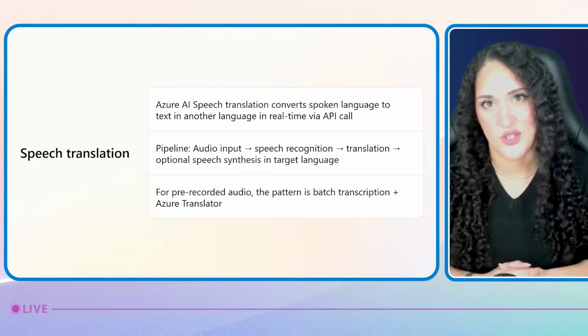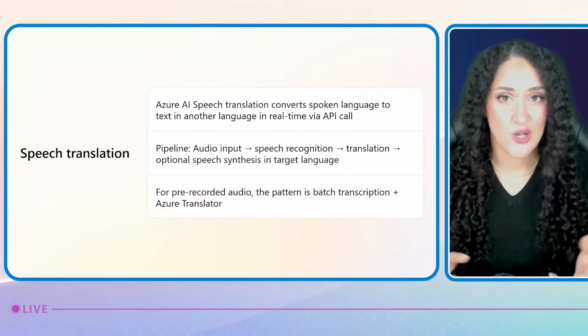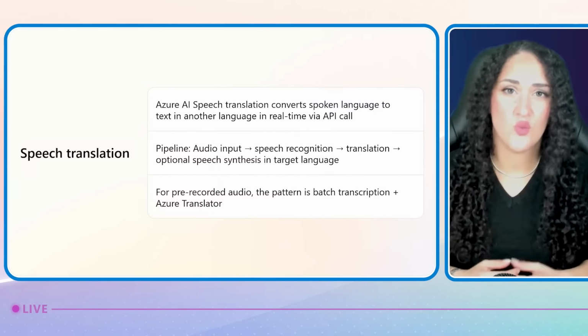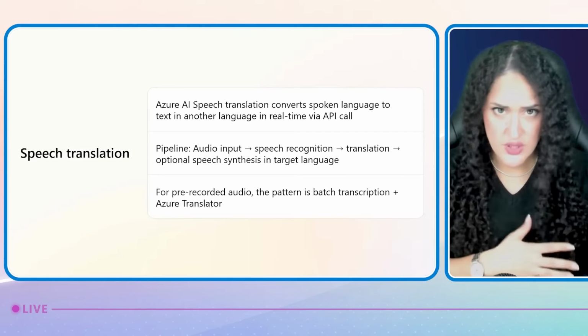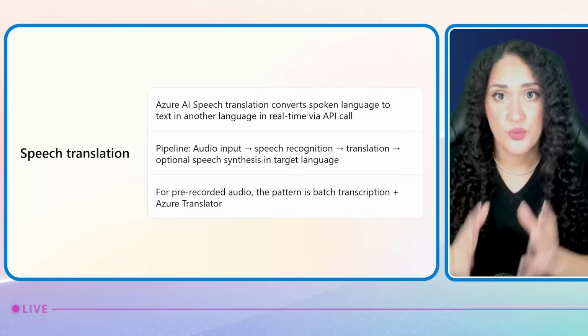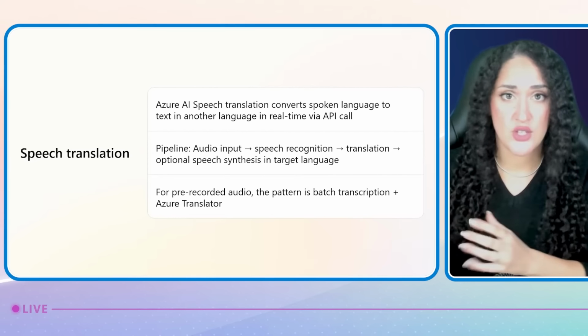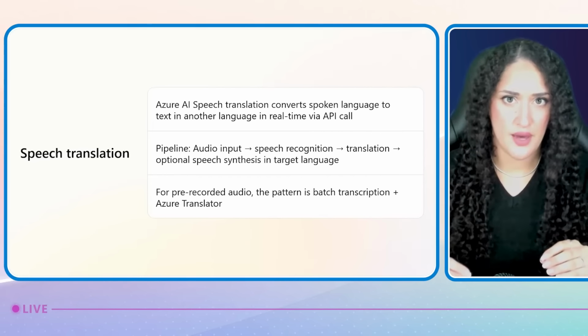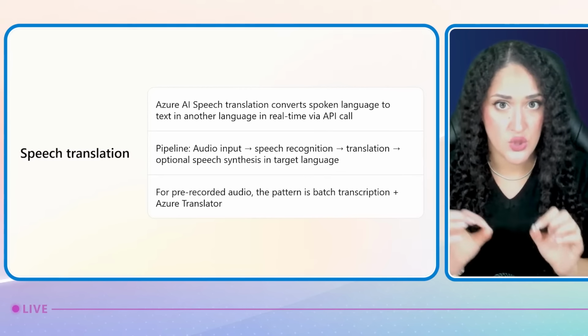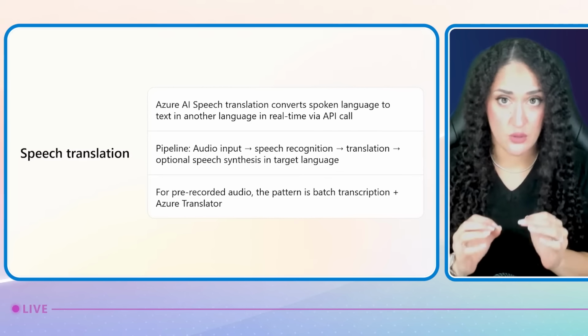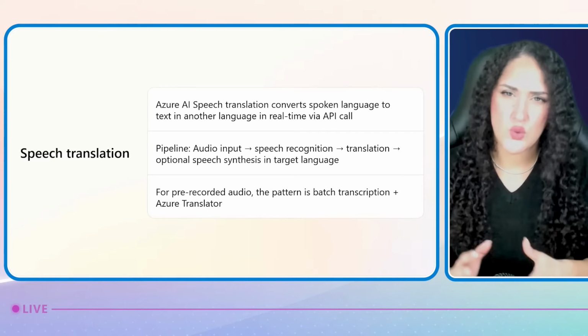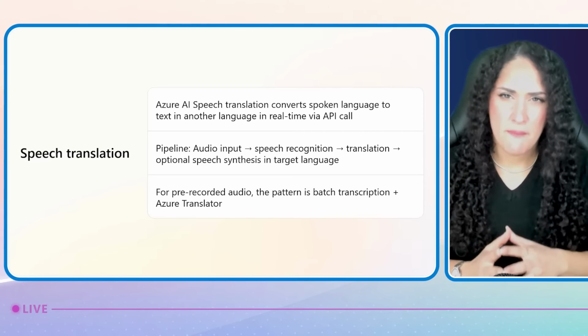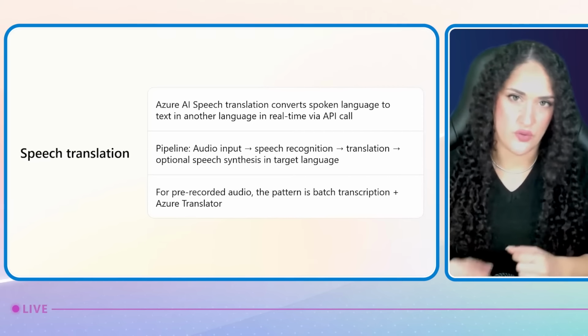And let's not forget speech translation. Speech translation has two patterns: real-time translation, which goes through speech recognition, then translation. And for pre-recorded audio, use batch transcription plus Azure Translator. There are multiple APIs, so multiple combinations can work together seamlessly in a complete solution. So when you're faced with a question like this in the exam, make sure you weigh the pros and cons of each service.